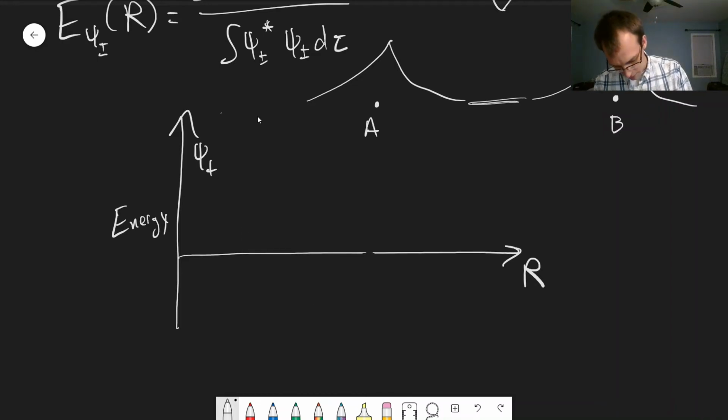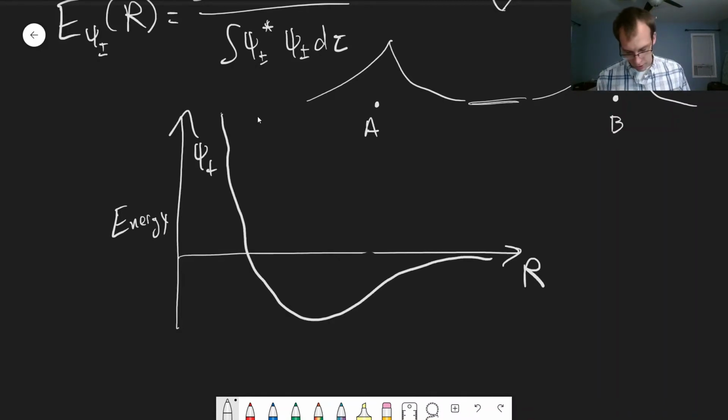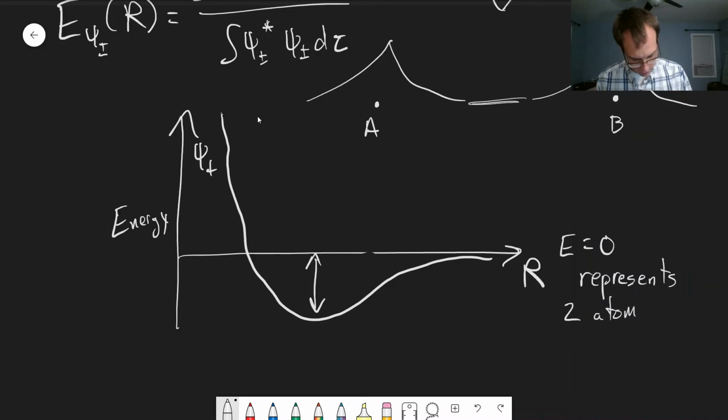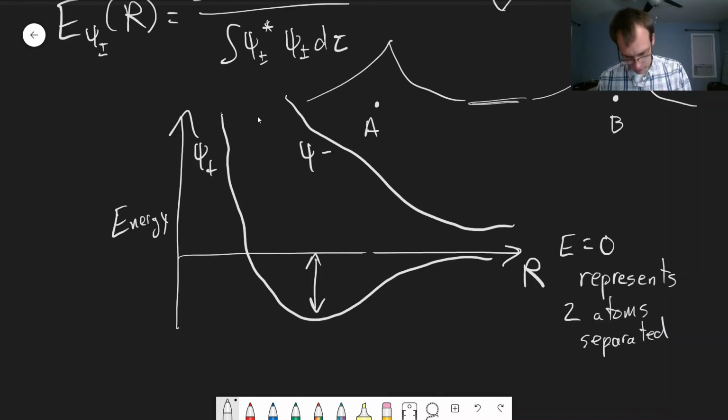Well, I'll give myself another try. That's better, a little bit more smooth there. What I'll say is energy equal to 0 represents the energy of the two atoms separated, all the separate atoms, so in this case a hydrogen atom and a proton, H+. And then our psi minus energy looks something like this. This is figure 9.6 from your book, if you want to see a more proper drawing of this.